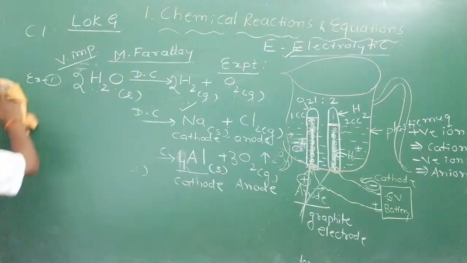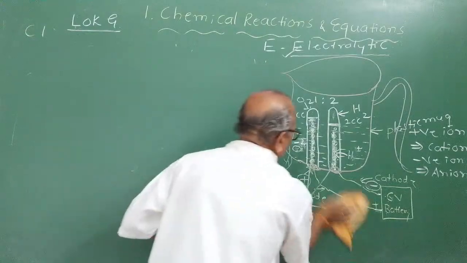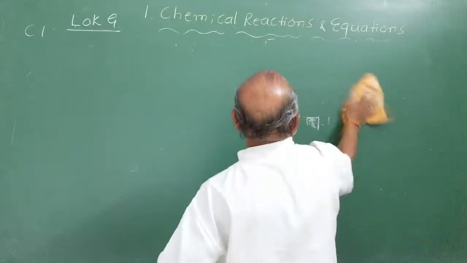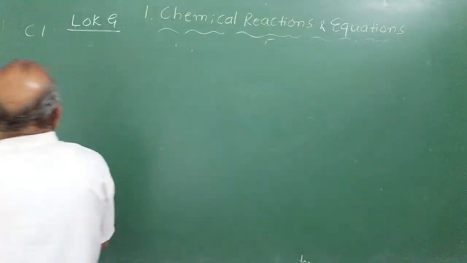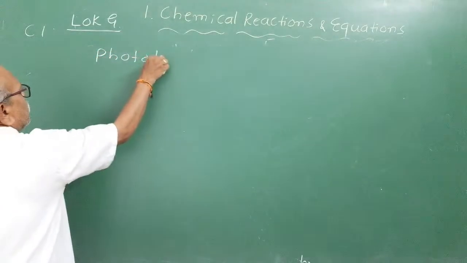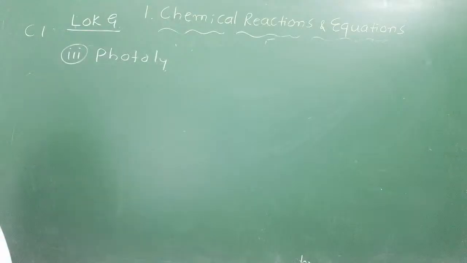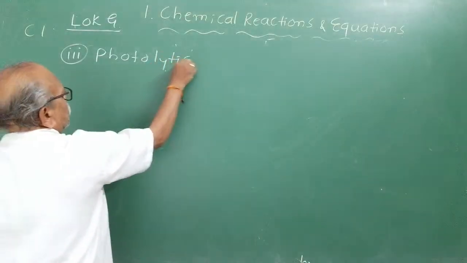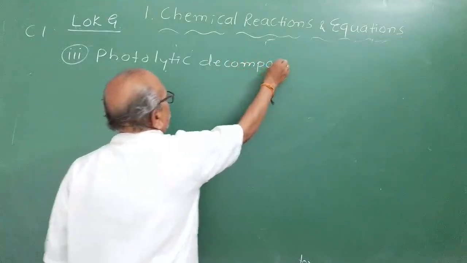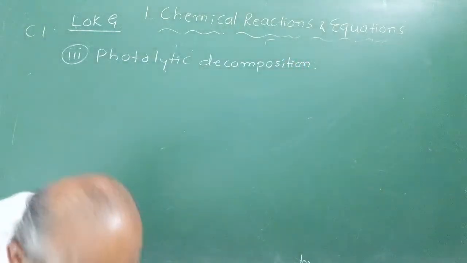Okay, continue. Next method and the last method in the decomposition reaction is photolytic decomposition reaction. Third one in it. First one is thermal. Second one is electrolytic. Photolytic decomposition. Decomposition reaction takes place by passing sunlight on it.